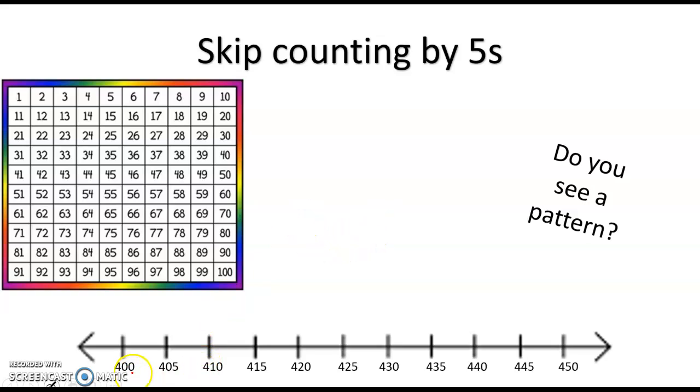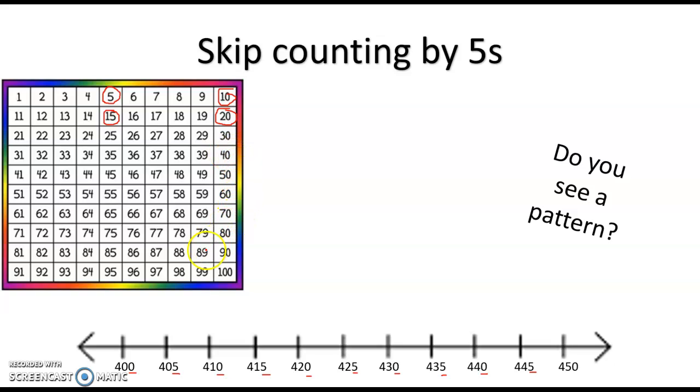A pattern that you might see is, as we're counting, our ones place goes from 0 to 5. 0, 5. 0, 5. You'll also notice that on the hundreds chart. 5, 10, 15, 20, we have 5, 0, 5, 0. So our ones place rotates between 0 and 5.